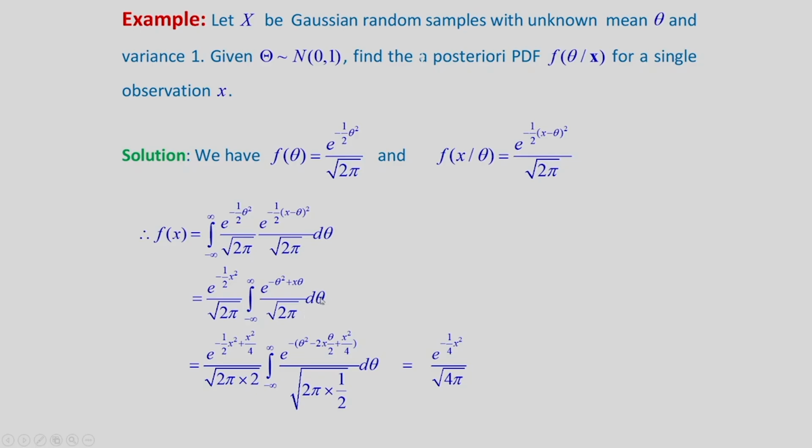We are integrating with respect to theta, so we can take out all the terms involving x only. This e to the power minus half x square will come out, and then we can make it a whole square so that it may be expressed as a Gaussian. So, we add x square by 4 and subtract x square by 4 here. This part will now be a Gaussian, and the integration of the Gaussian is equal to 1.